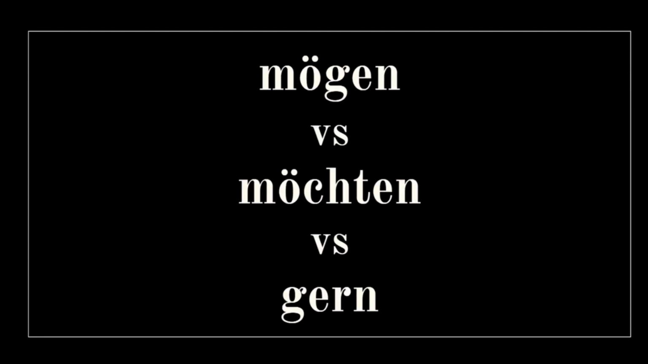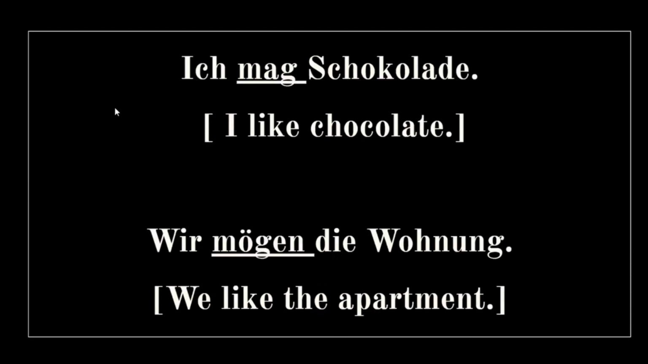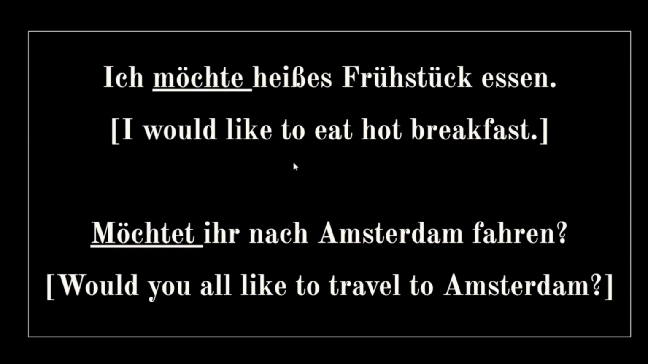Now there is another common question I get, that is mögen versus möchten versus gern. When to use what? So first of all, mögen, as I mentioned, it is used to express liking or not liking something. For example, ich mag Schokolade. I like chocolate. Wir mögen die Wohnung. We like the apartment. Now, if you want to say, I do not like chocolate. Ich mag keine Schokolade.